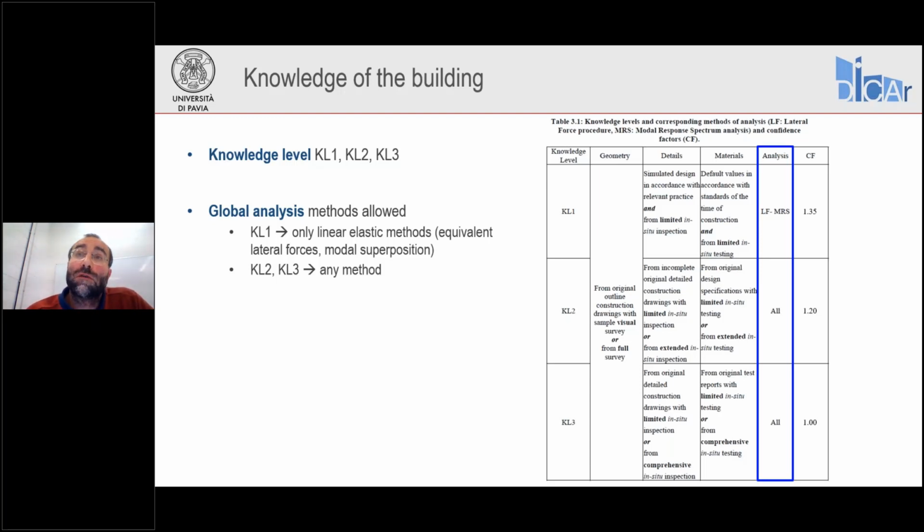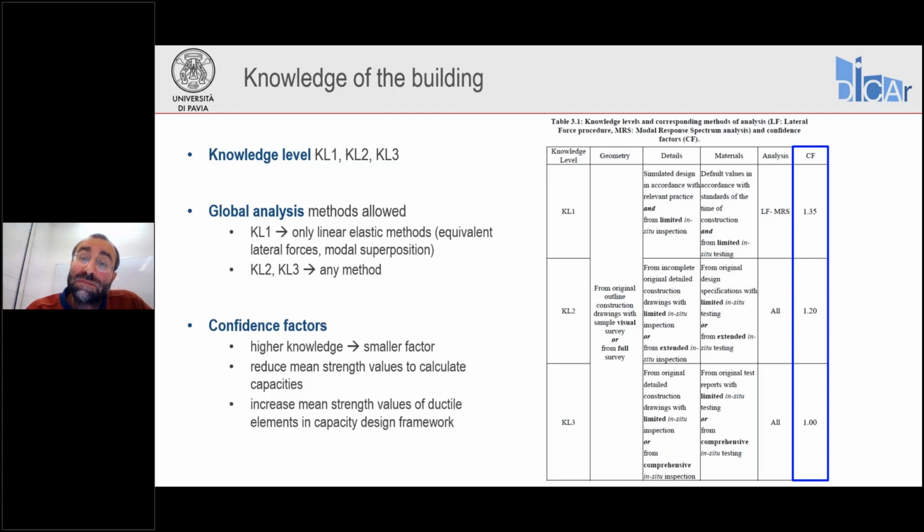If we have more information available, if we have more documents, if we carry out more on-site investigation and testing, then we can be in knowledge level 2 or 3. And in this case, we can use any method: linear, elastic, or nonlinear, static or dynamic analysis.